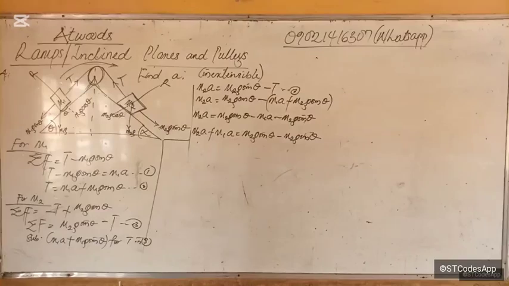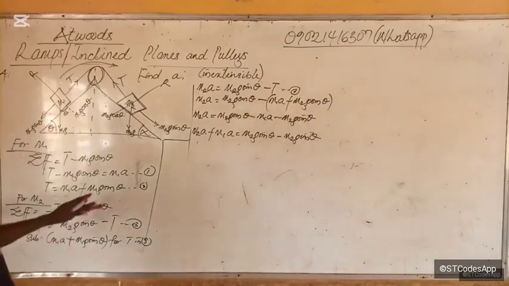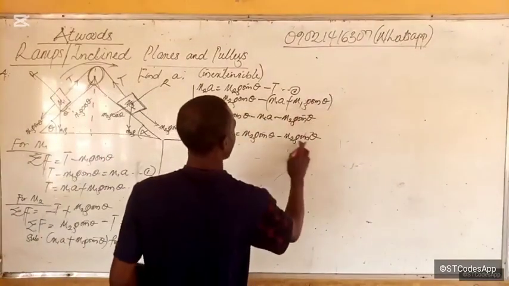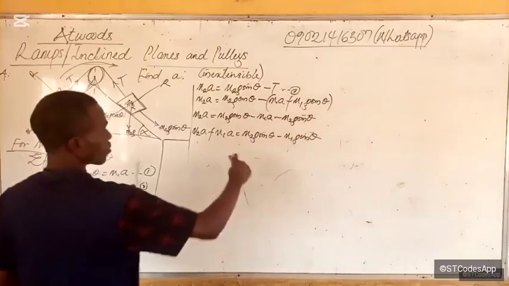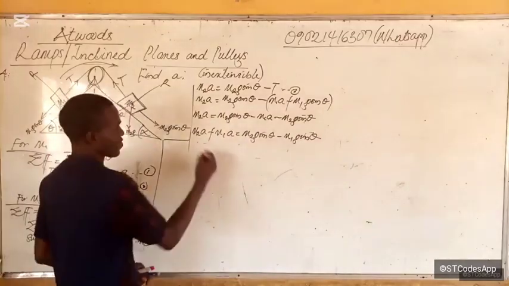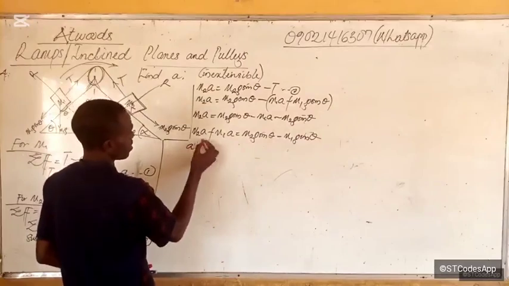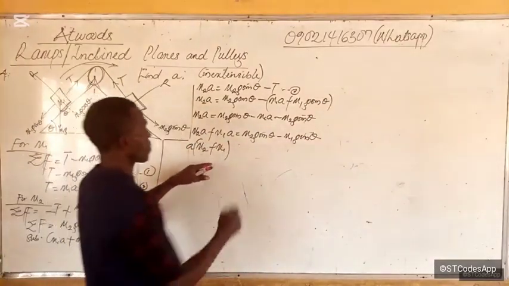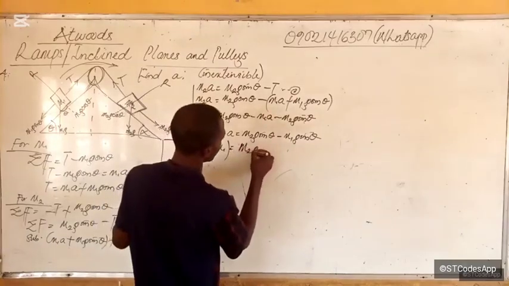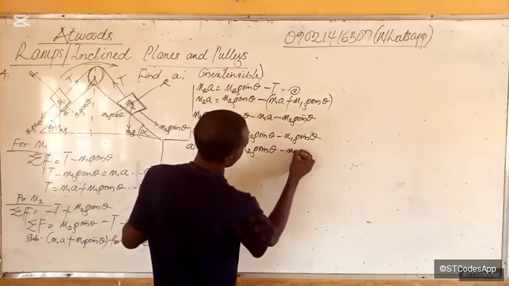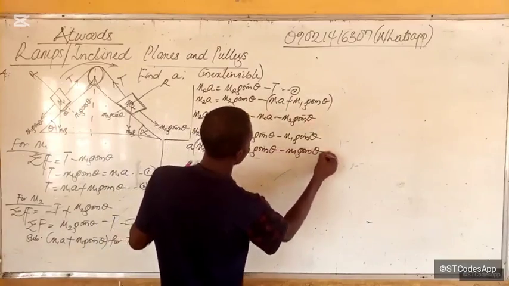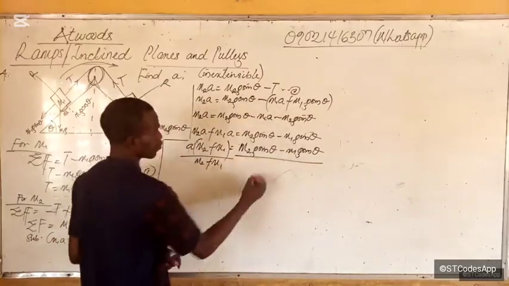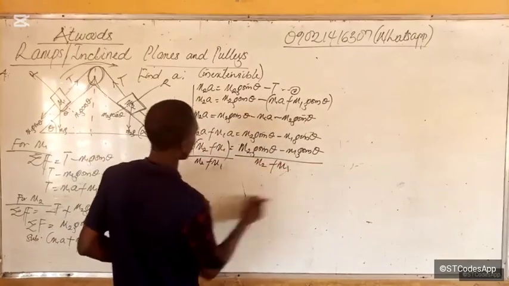Oh, I'm sorry, it's m1g, m1g sine theta, because it was going to give us 0. All right, so we have a is common, right? a into bracket m2 plus m1. Yet again, this guy will be a denominator. Is equal to m2g sine theta minus m1g sine theta. So divide both sides by m2 plus m1. What do we have?